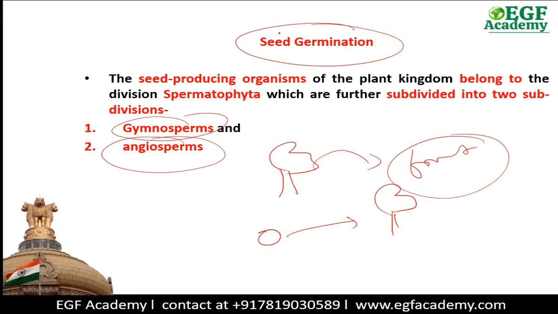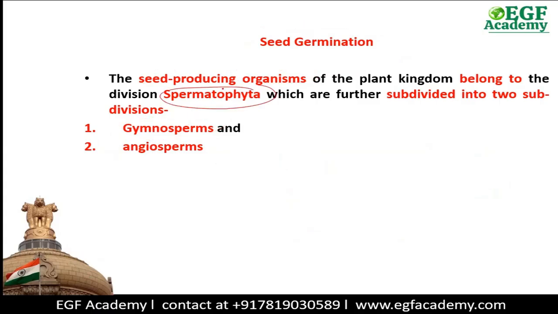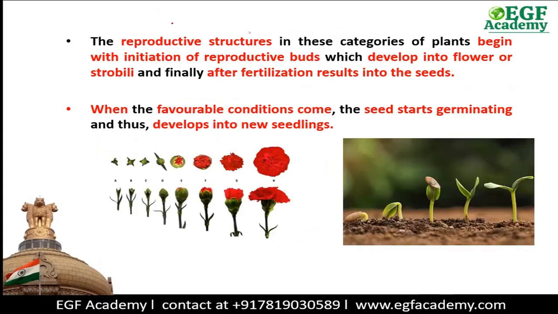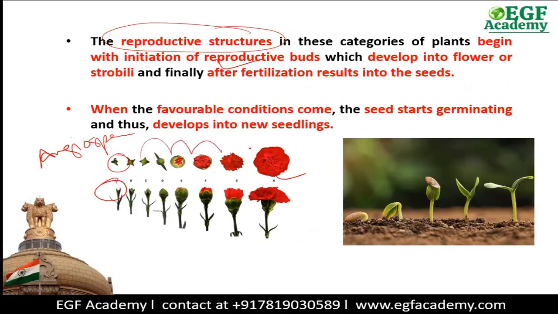The seed producing organisms, all the plants which produce seeds, they are known as spermatophyta. And spermatophyta can be subdivided into gymnosperms and angiosperms. Now, in these plants, the reproductive structures grow from a reproductive bud. This flower will develop in an angiospermic plant. So, this reproductive bud is produced first and then it develops and forms a full-fledged flower. So, what is a flower? It is a reproductive organ, and fertilization takes place inside this flower.